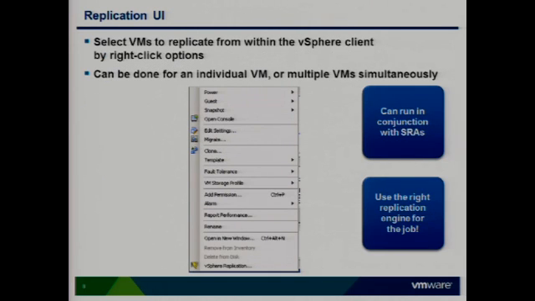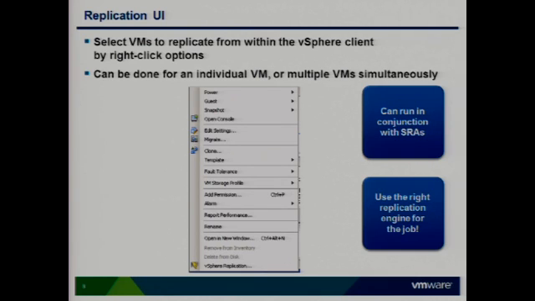The user interface for vSphere replication is pretty snazzy. It's a property of the virtual machine. So as you can see at the bottom of the screen here, you can right-click on a VM, select vSphere replication, and choose the RPO and the source and the destination for that virtual machine's replication settings as a property of the VM. So it's very nice to have.